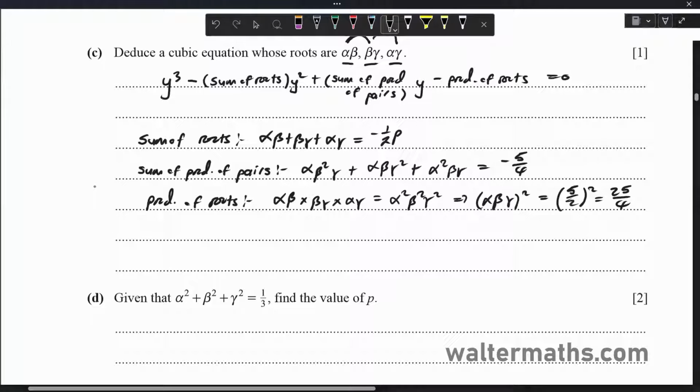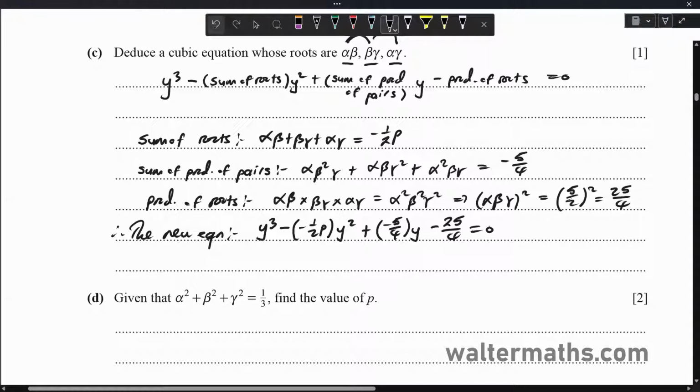So the new equation, therefore, will be y cubed minus the sum of roots, so that's minus a half of p, of y squared, and here plus the sum of product of pairs, that's minus 5 over 4 of y, and it's minus the product of roots. So it's minus this, which becomes minus 25 over 4, equal to 0.